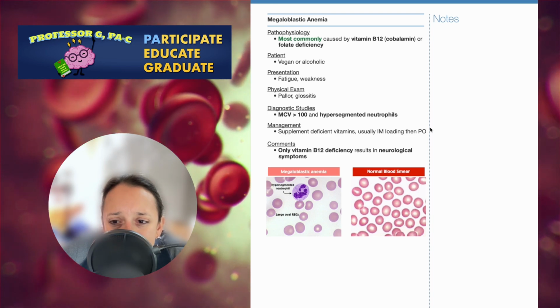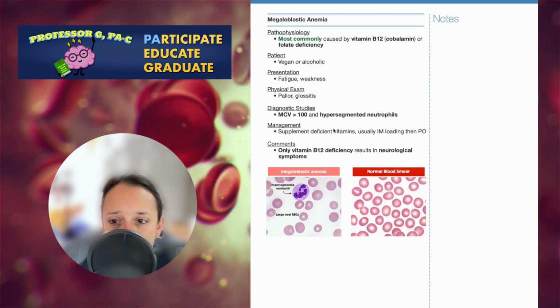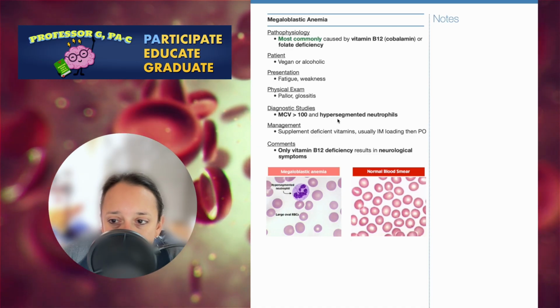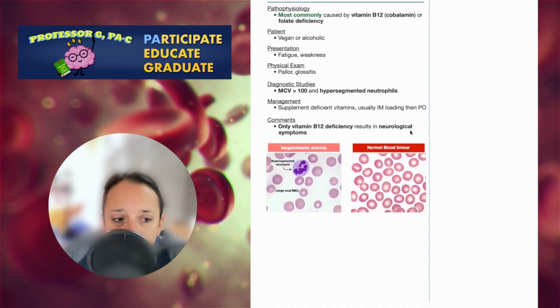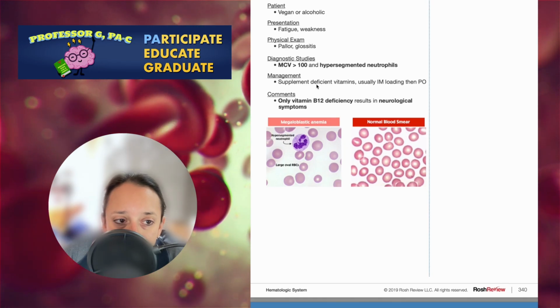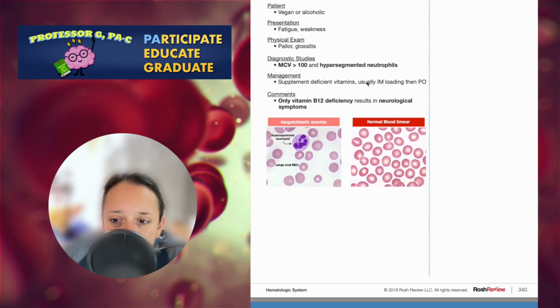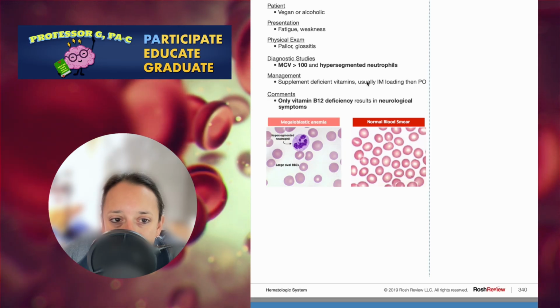So on labs, you'll see that elevated MCV will be greater than 100 usually. You also see those classic hypersegmented neutrophils and low B12 levels. As far as management, we want to supplement the deficient vitamins. And we usually start with intramuscular injections and then move on to the oral.